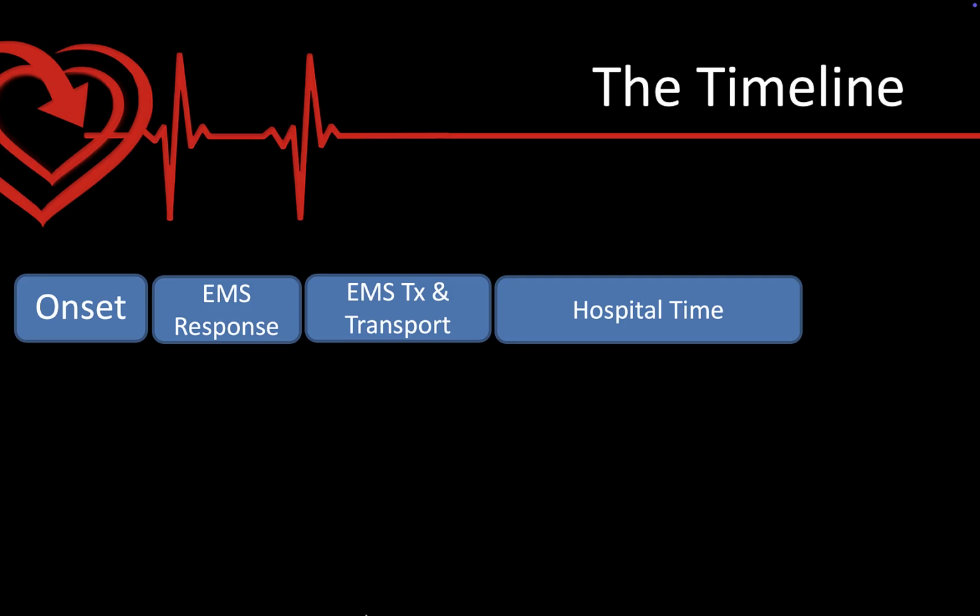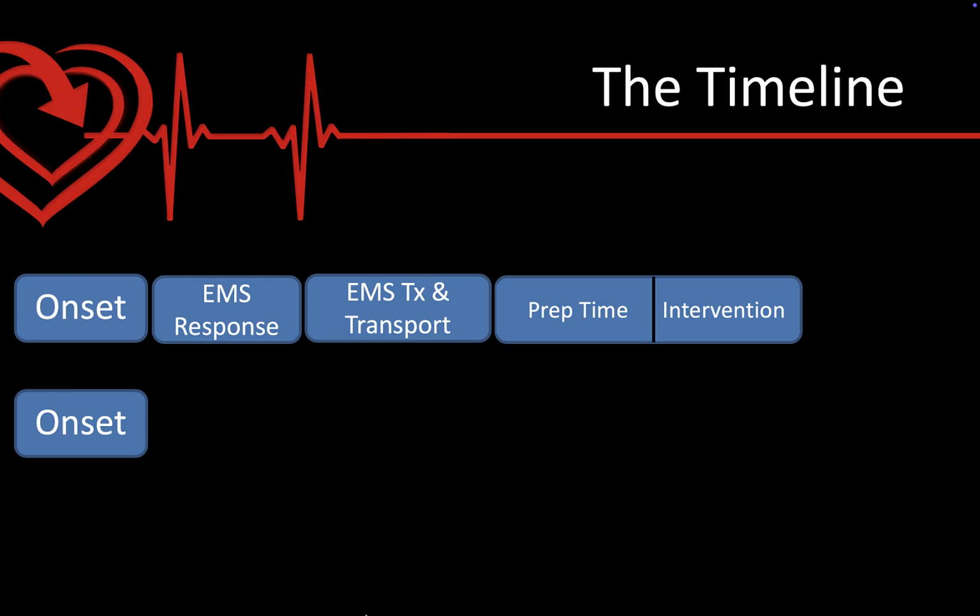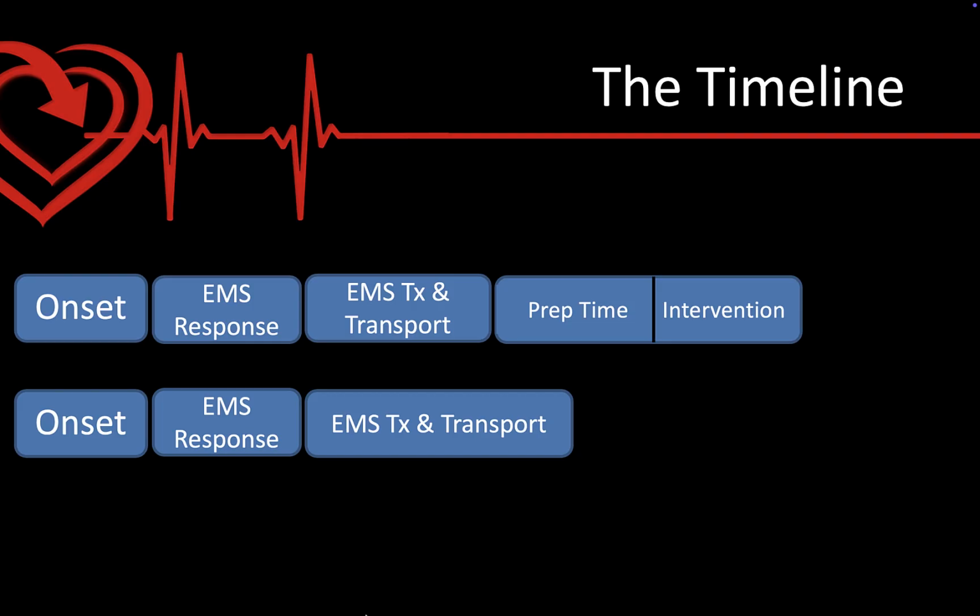Now, if we look at this a little further, hospital time is broken down a little more because the hospital isn't ready to take these patients straight for an intervention. So the first chunk of time at any hospital is going to be prep time, whether that's getting a cath lab ready, bringing in the right personnel, putting some things in motion before the actual intervention can take place. So again, we can't change onset, we can't change response. We can have some variables when it comes to EMS treatment and transport. And if we have a long transport, if we don't do anything different in our approach, then obviously that intervention is going to be pushed out even later.